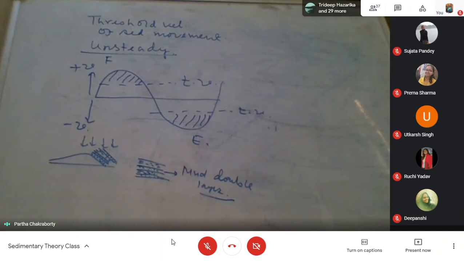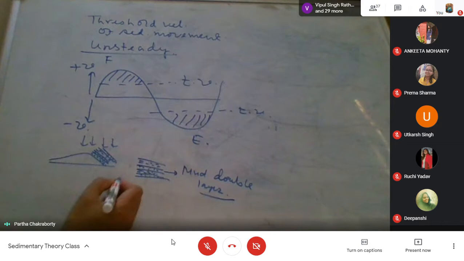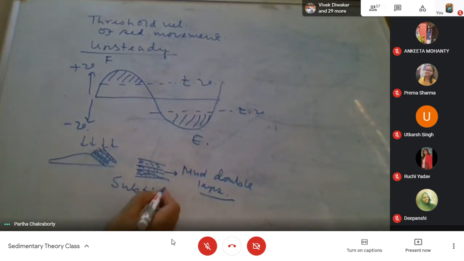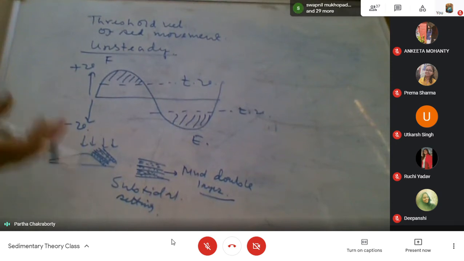So this is a typical character for a subtidal setting. You may ask me why we will not get it in intertidal. You may get it, but the problem is that in intertidal there are other agencies, other currents that may also operate, and they may erode the mud. But because subtidal is permanently underwater, the chance of preserving this alternate mud laminae is maximum in the subtidal.